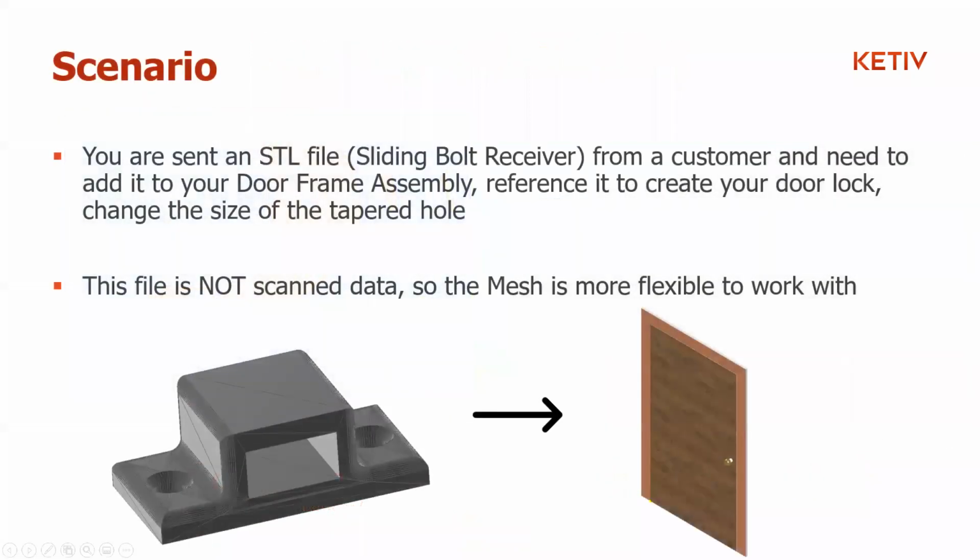So let's go ahead and pose a scenario for today. Let's say I am in charge of building a door lock and my customer sends me this sliding bolt receiver as you see here on the left-hand side. And this is an STL file that was converted from a CAD software. And we're going to do a couple things to it.